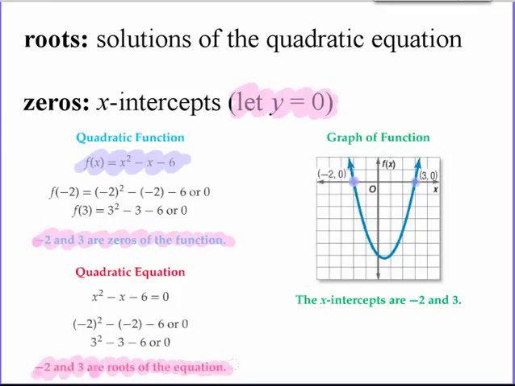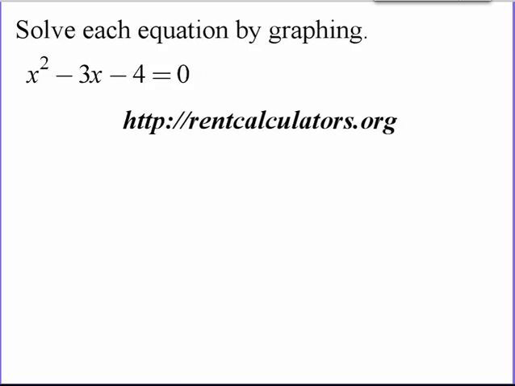So let's think about that. X-intercepts, zeros, and roots are all synonymous. What does that mean? They're all the same, right? If I ask you to find the roots, that's the same thing as finding the zeros. If I ask you to find the zeros, that's the same thing as finding the x-intercepts. So if I ask you to find either the zeros, roots, or x-intercepts, you're going to do the same thing.